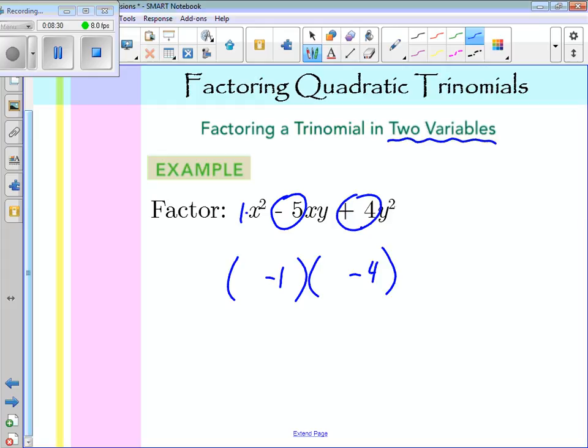So now we have to worry about these variables, though. First term is x squared, so that's still going to be x and x. But now this last term is y squared. So what you do is you just put y on the end. So we can clean this up a little. Instead of minus 1y, we can just use subtract y. But there are the two factors.